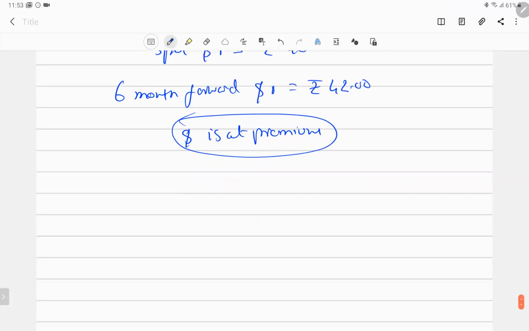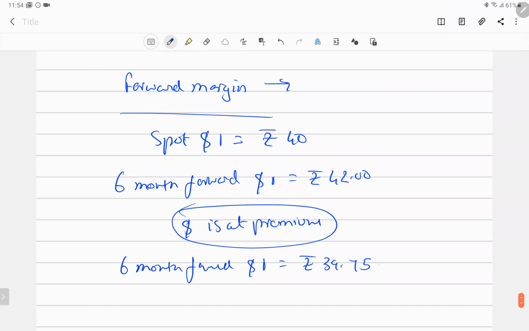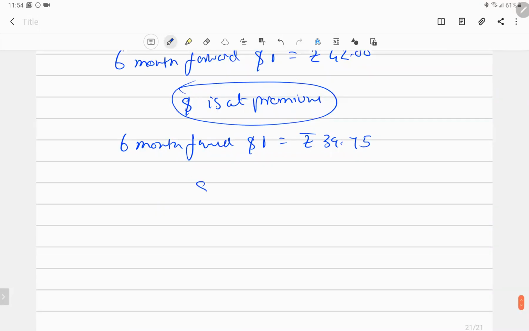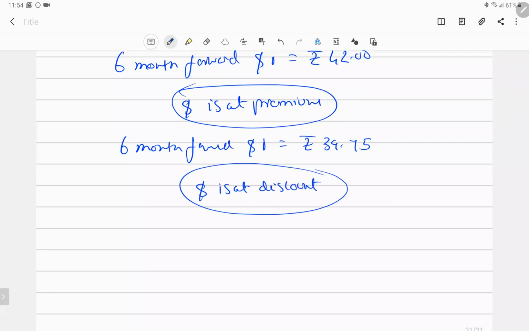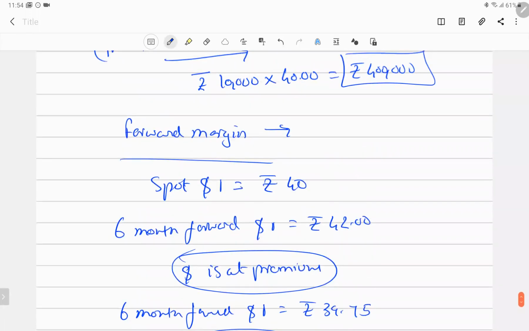If I say the same 6-month forward, $1 is equal to rupees 39.75, is the dollar costlier or cheaper? Cheaper, sir. So it means the dollar is at discount. Okay, you getting the point? Yes, sir. So on this basis only, you have to go for the arbitrage part.